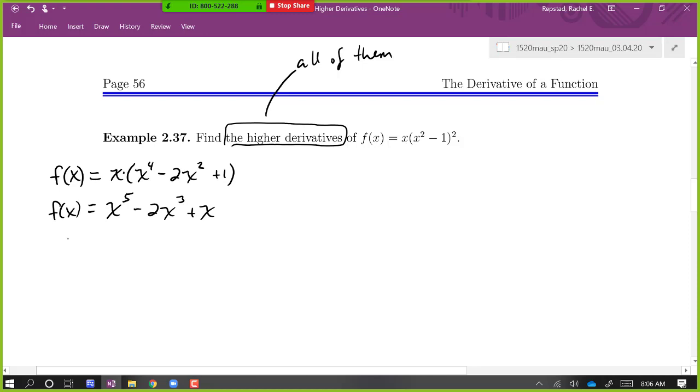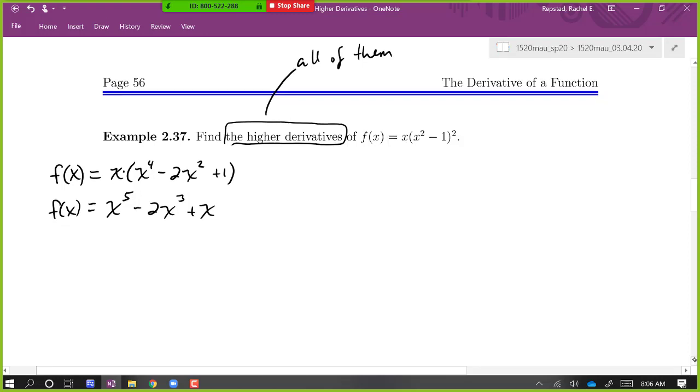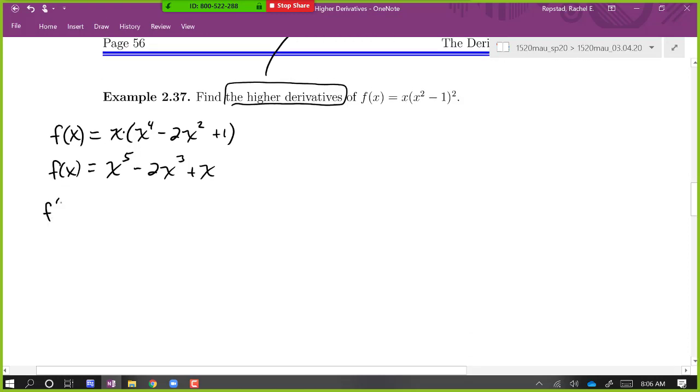So there's f of x. And then we just start taking derivatives. F prime, 5x to the 4th minus 6x squared plus 1. Our second derivative is 20x cubed minus 12x.